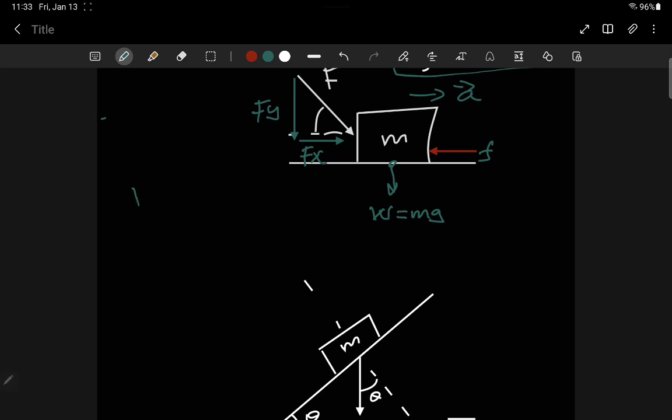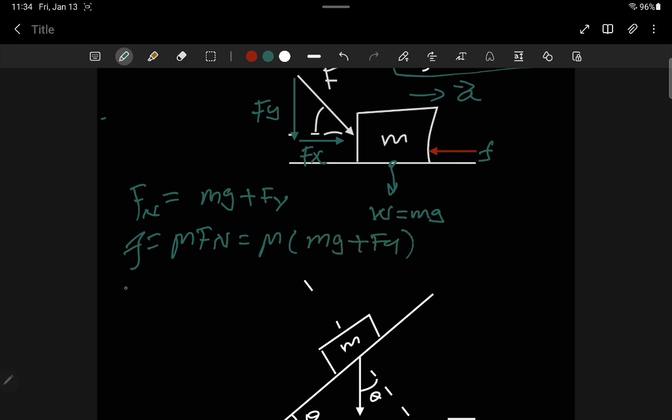This time, always remember, the normal force is a force that presses the two surfaces together. So the sum of the mg, the weight, and the Fy are pressing the surfaces, because as we have already mentioned earlier, the normal force acts on the surfaces perpendicularly. So the frictional force is always mu times the normal force, and this is mu times mg plus Fy. So now you have the expression for the frictional force.